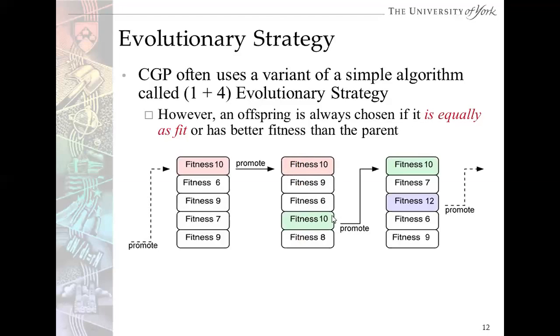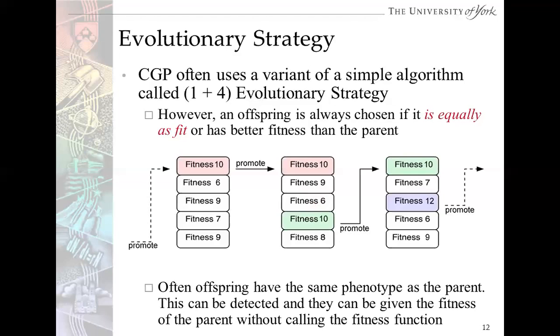Now there's an important step that you have to observe here, and that is that sometimes when you work out what the offspring of this genotype is, you find that there's another which has a fitness that's the same as the parent, but not better. In that case, you always choose the offspring as the new parent. And we'll go into detail why this is important in subsequent slides.